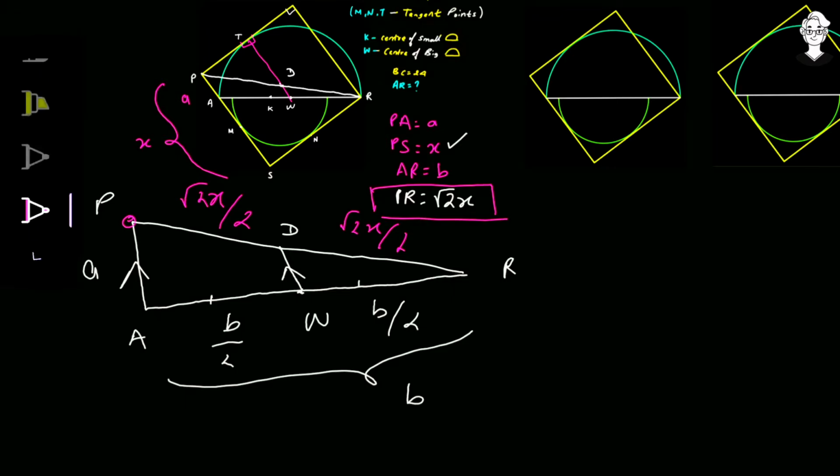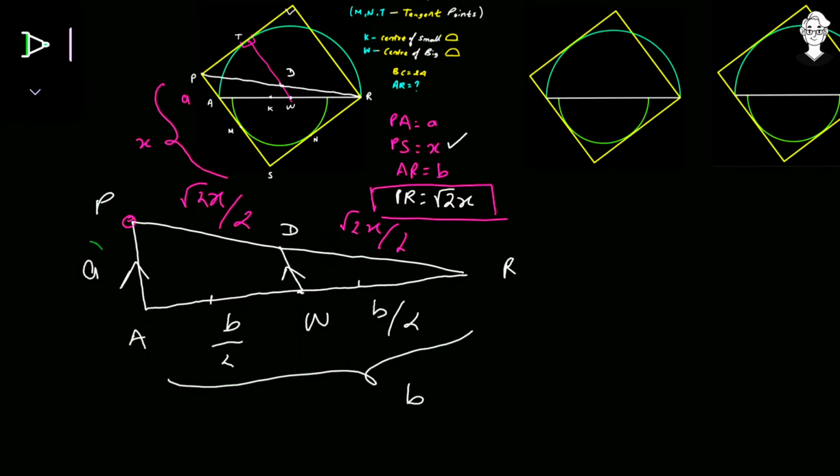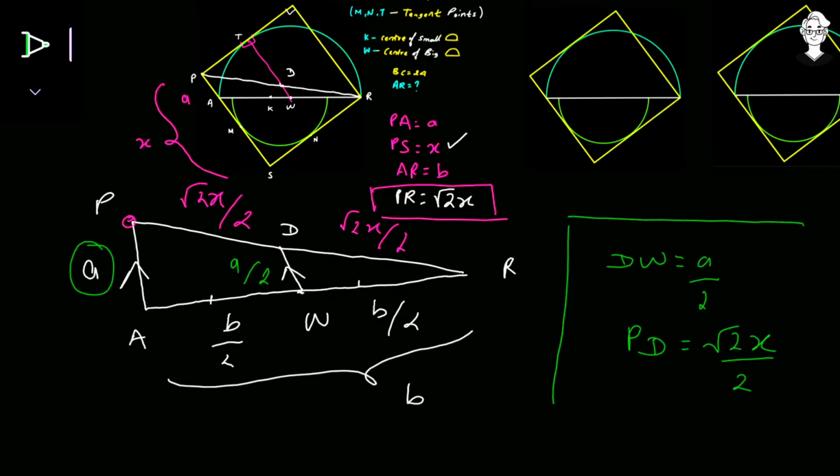And also according to the midpoint theorem, the parallel line is equal to half the length of the base. The base is equal to a, so DW is going to be half the length, that is a by 2. So from here we get that DW is equal to a by 2. It is important. And the second, PD is equal to root 2 times x by 2. These two things are important from over here. Now something is going to happen.